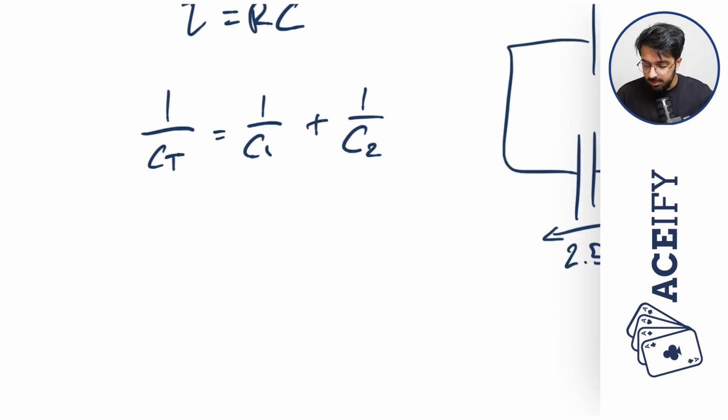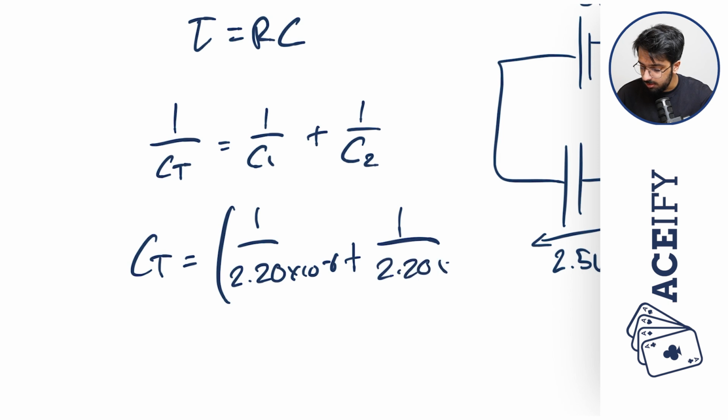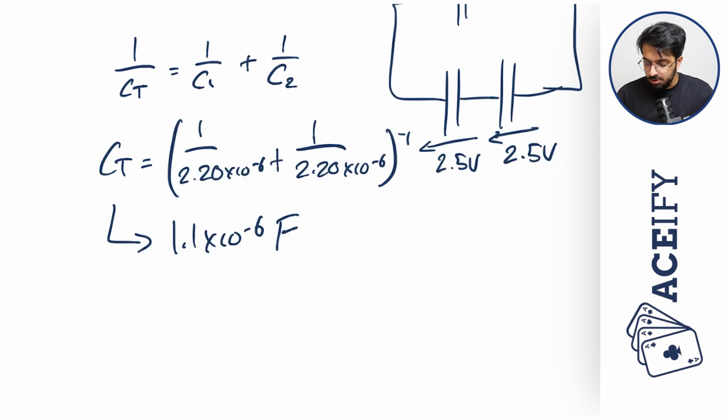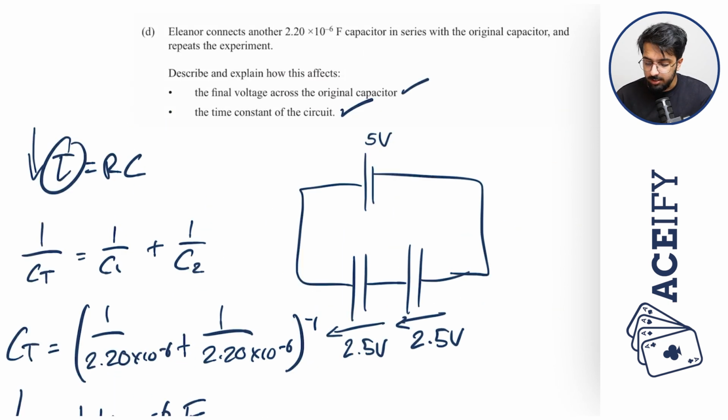But anyways, as we can see here, if we plug in our numbers, okay, we have 1 all over 2.2 times 10 to the negative 6 plus 1 all over 2.2 times 10 to the negative 6. Okay, the total capacitance will decrease. It will decrease to 1.1 times 10 to the negative 6 farads. Okay, so as you can see, our capacitance has decreased, and so therefore our time constant must decrease. Okay, and so we ticked off that point.